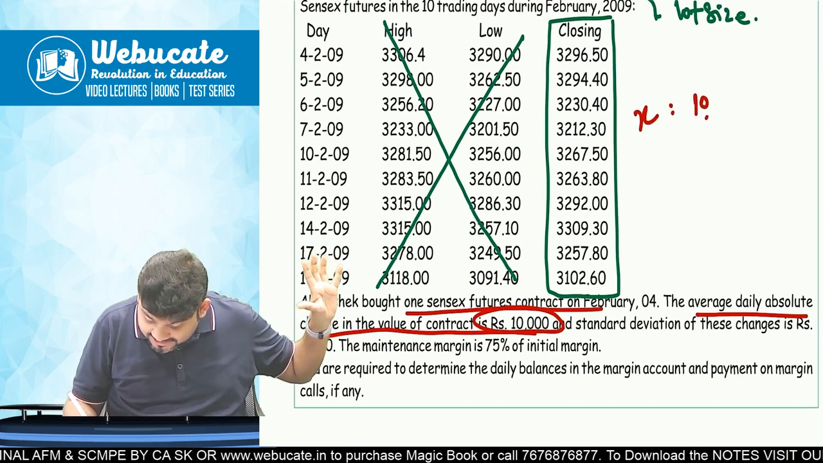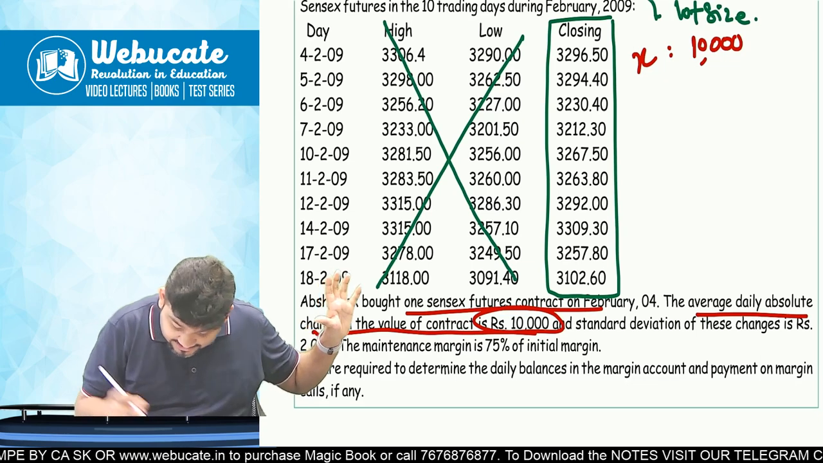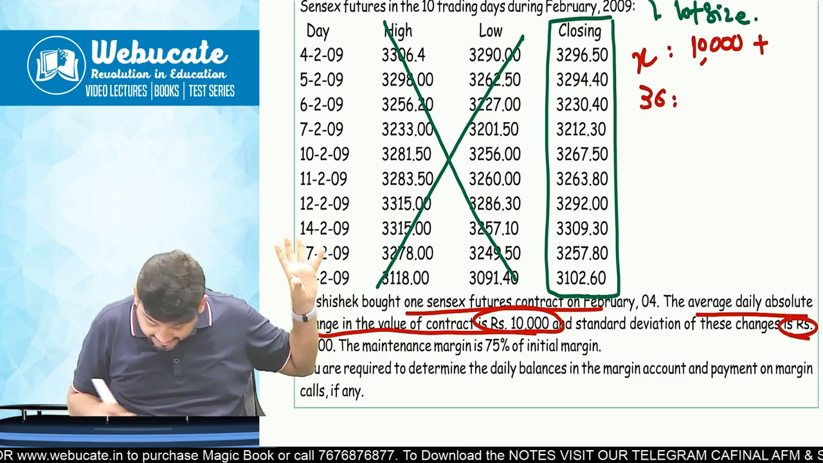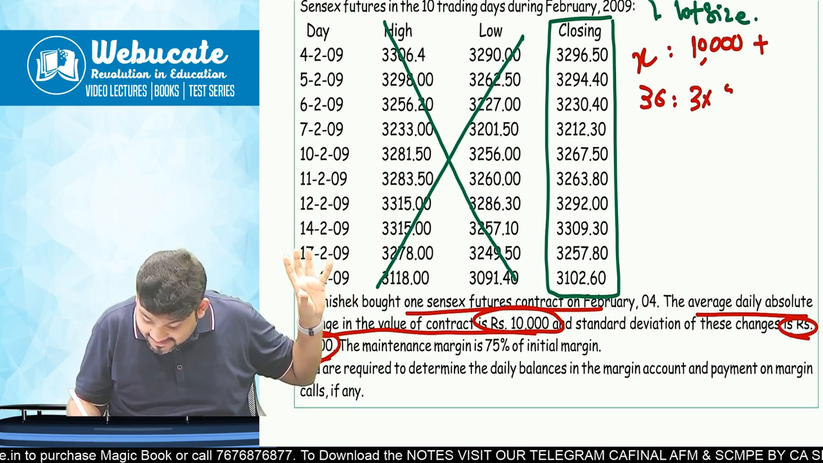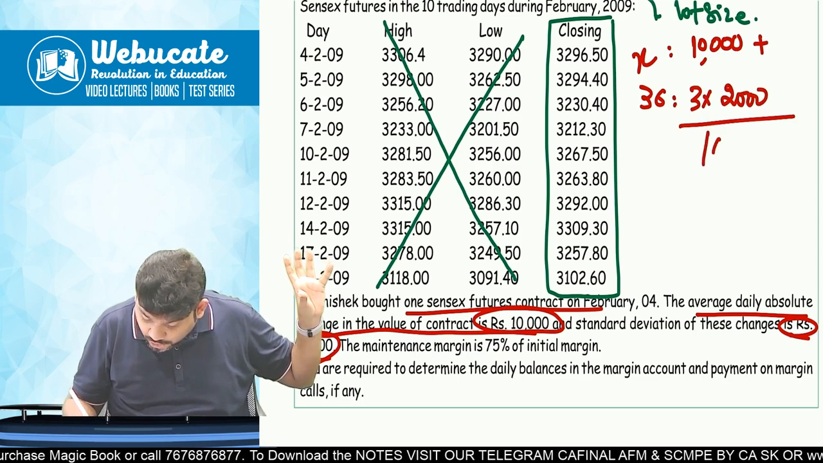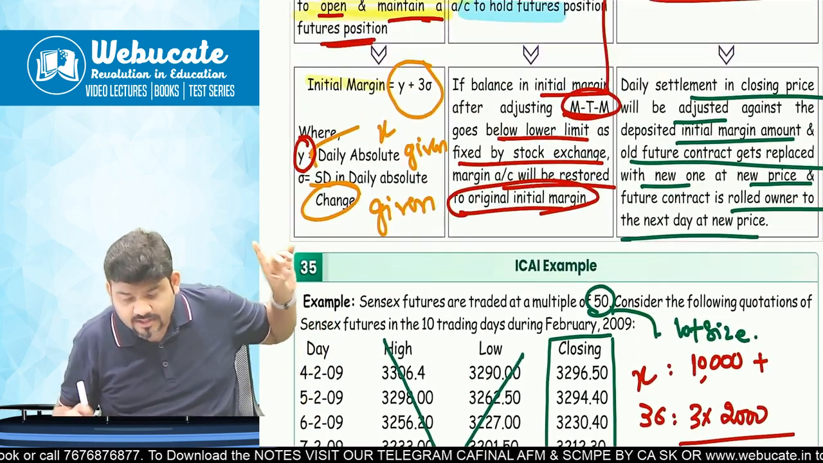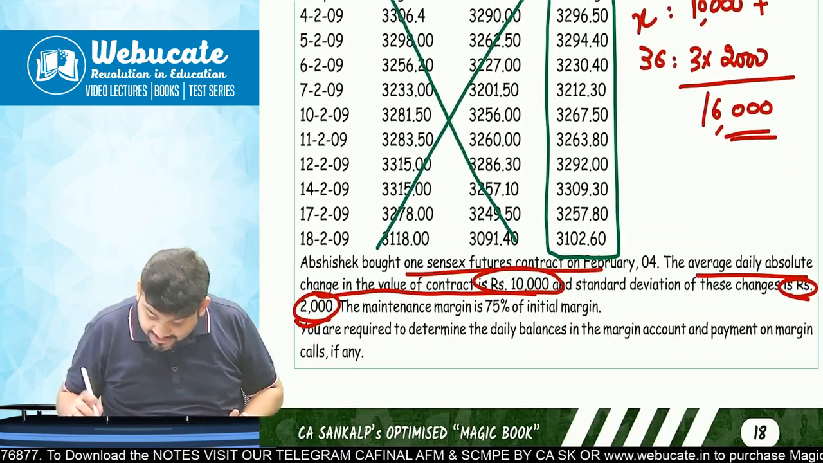Mu is how much? 10,000. Mu plus 3 standard deviation, and standard deviation is rupees 2,000. 3 into 2,000, so total will be 16,000. So mu plus 3 into standard deviation, 16,000.